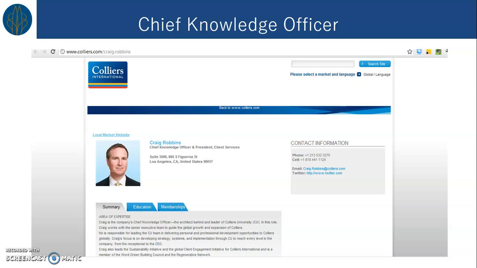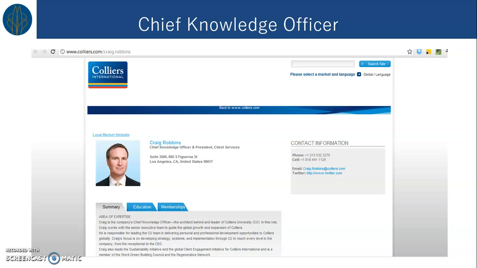If you just Google Chief Knowledge Officer, you can get a definition, overview, and also the type of work that a CKO does. And also you can get people who are actually Chief Knowledge Officers. Some organizations, if they believe in KM, would have a department on KM. Then they would have a Chief Knowledge Officer, right? So if an organization really believes in KM, they would have a Chief Knowledge Officer that sits at the same level as the Chief Information Officer. So if you look at this particular person, Craig Robbins from Colliers International, if you look at his position, he is the Chief Knowledge Officer and also President and Client Service. So this person is at the top level management, right?